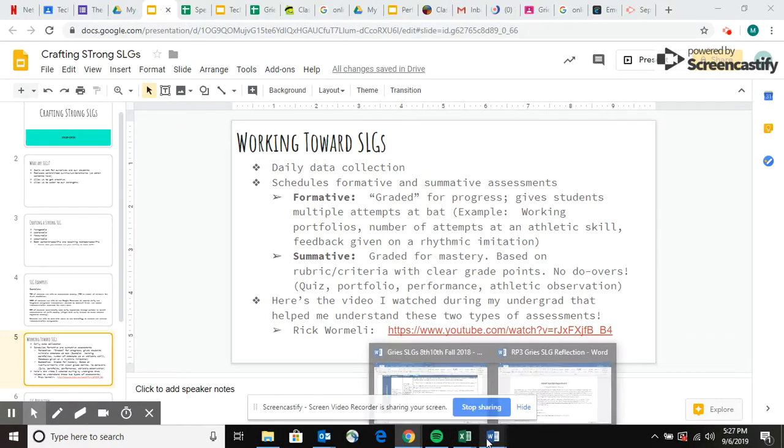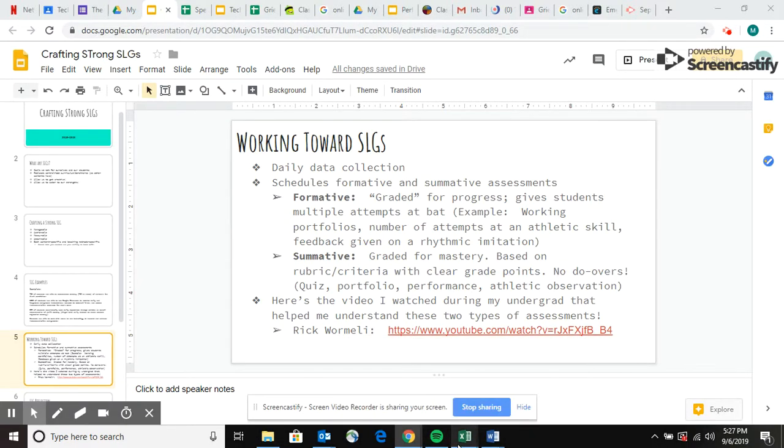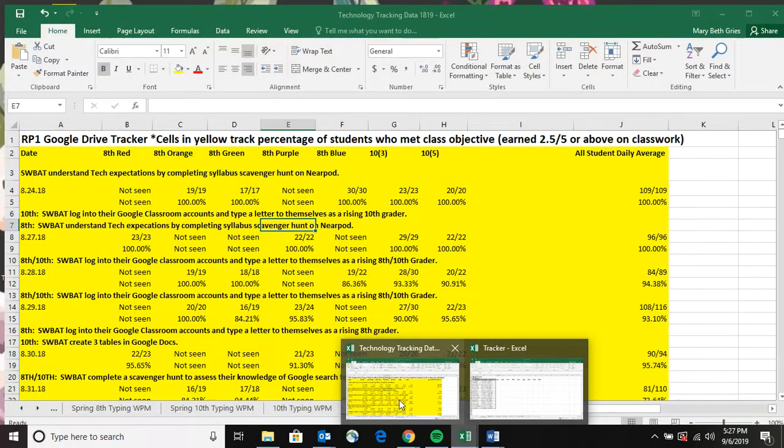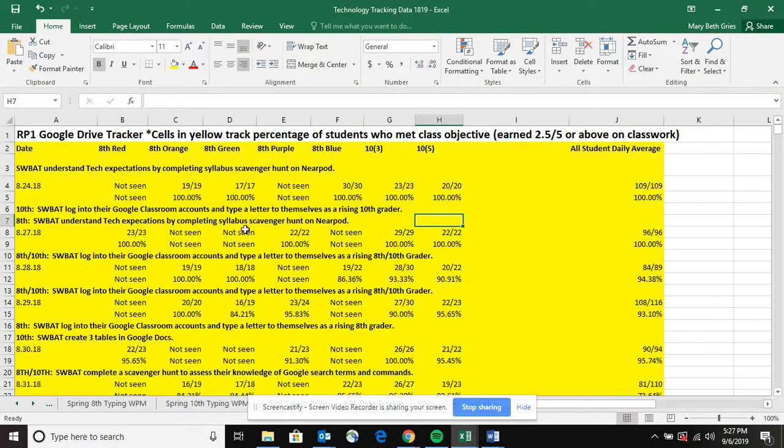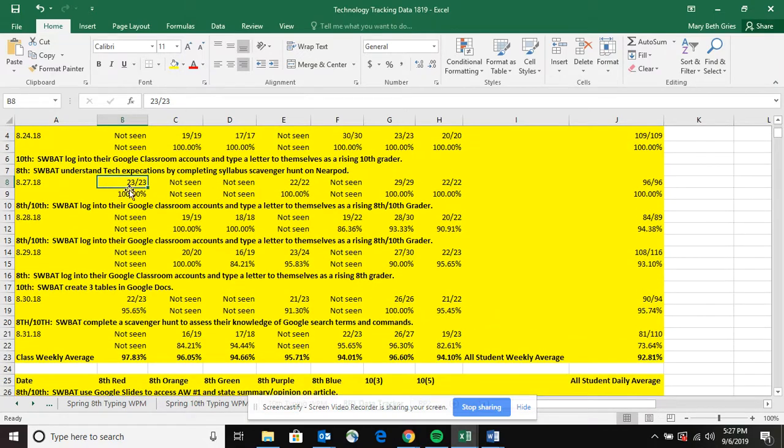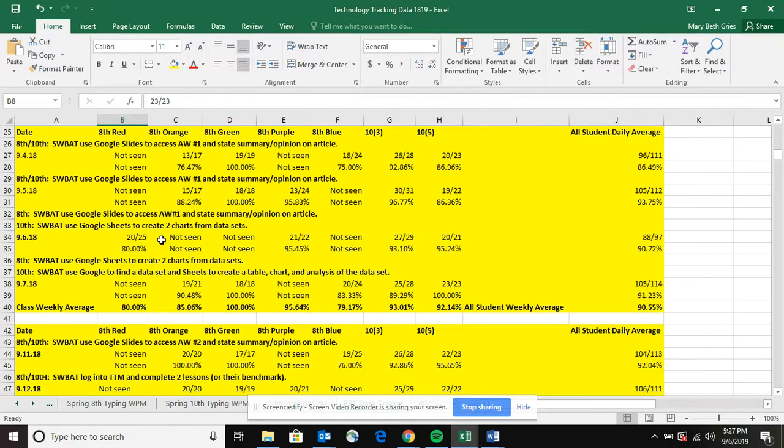I'm back. So part two, this is great actually, because I was able to pull up my tracker that I use to transfer from my handwritten tracker. So every day I put the objective, the class. I had a boatload of classes last year, as you can see. But I am able to say, all right, so how many kids, let's find a good example.